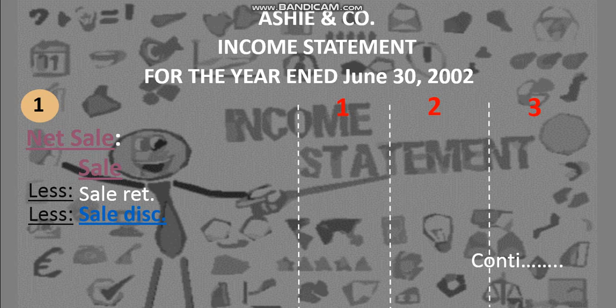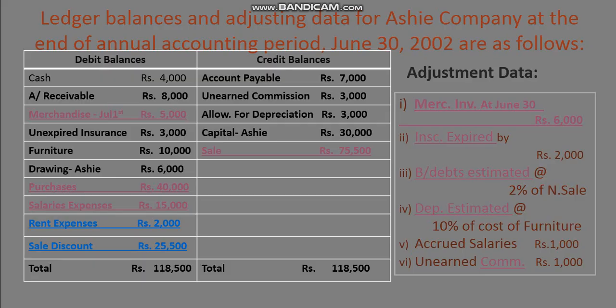The first component is total net sale. Sale, sale return and sale discount are required to find the net sale. All these items are present in the ledger balance. We can find the sale on the credit side of the ledger balance, that is 75,500, while sale discount is on the debit side of the ledger balance, that is 25,500. Let's put the values.